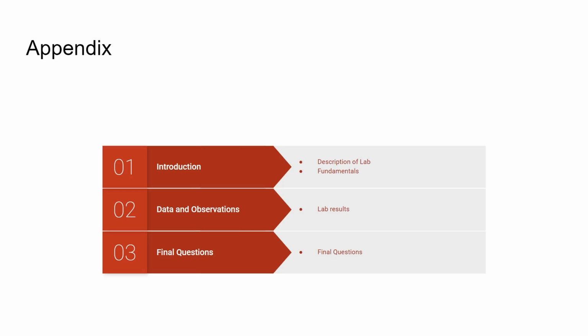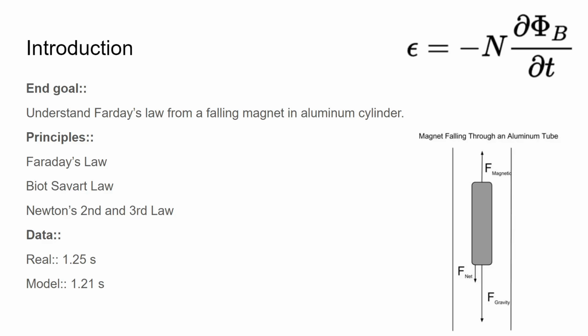Anyways, let's go ahead and get to an introduction for a description of lab and fundamentals. We'll then go into the data and observations for lab results and a Glowscript bit, and some final questions at the end. Now, some end goals for our introduction is to try to understand Faraday's law just a little bit better through a falling magnet and an aluminum cylinder.